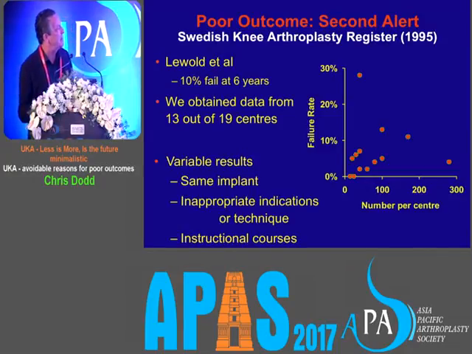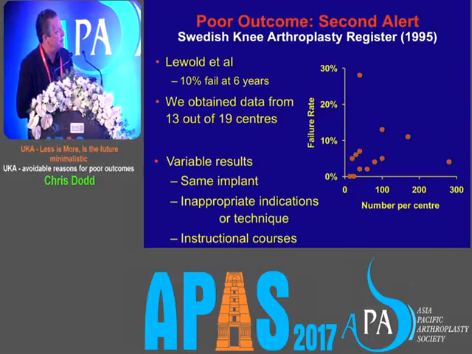This is a scattergram showing the failures here on the y-axis, and on the x-axis the number per center. And you can see all manner of different successes or failures. This was somebody who was doing large numbers and getting good results. This was a center getting catastrophic results, but you can see relatively few numbers were being performed. So this is one implant, not unique to the Oxford. I'm sure it's the case with many different forms of implants and many different techniques.